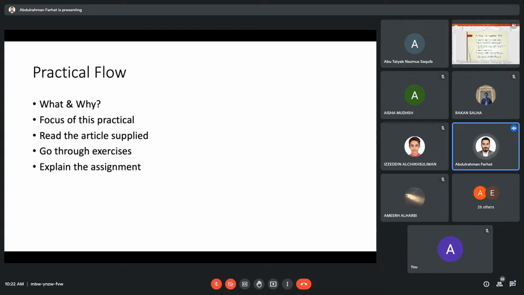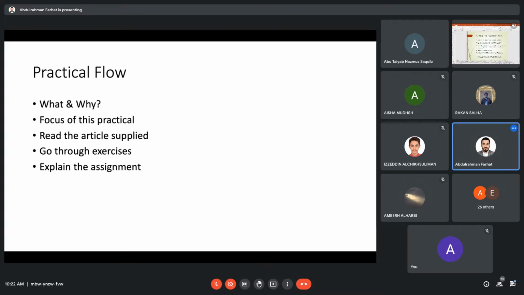Once we are going through the exercises, this is an interactive session. So I'll be asking you questions. Either you can raise hands, and if I don't have enough hands raised, then I will be asking randomly by names. And then we will explain the assignment. Your assignment, we'll explain it today, and you will deliver it later on in this block.